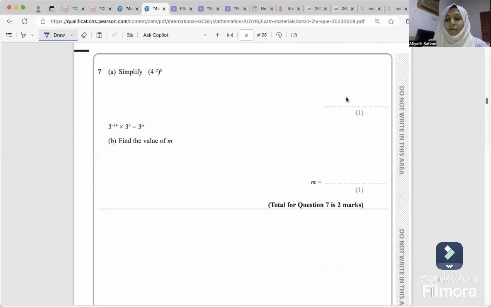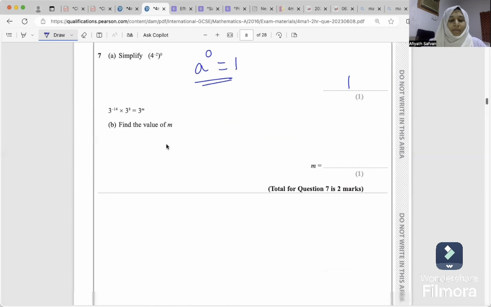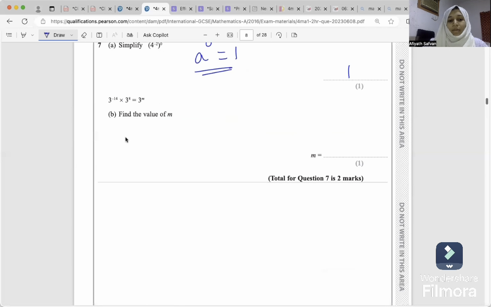Well, this is indices. Any number to the power 0 is going to be 1. The rule is a to the power 0 is 1. And when we have a common base with different powers, we are going to add the powers. So plus 8 is equal to 3 to the power n. Therefore, n is going to be minus 14 plus 8, which is going to be negative 6.